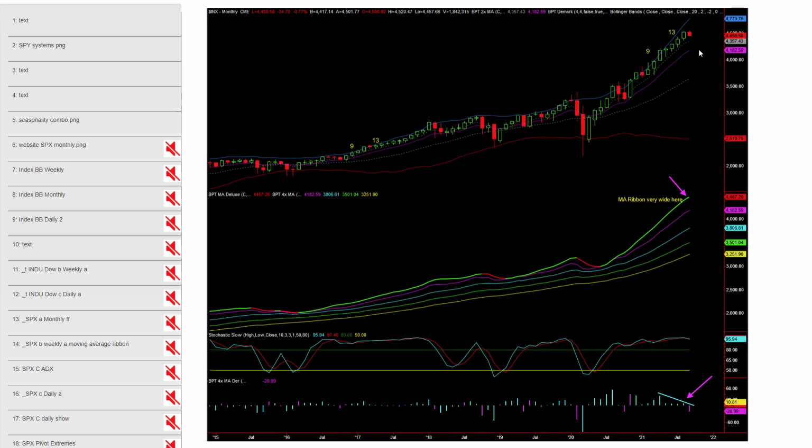This is the monthly view. This here is a moving average ribbon. You know what those are. This has the 9, 20, 34, and 50 EMAs. And this here is one of our more exotic moving averages. It changes color by slope. That's our BBTMA Deluxe. And it's always a good guide to put that over the moving average ribbon.